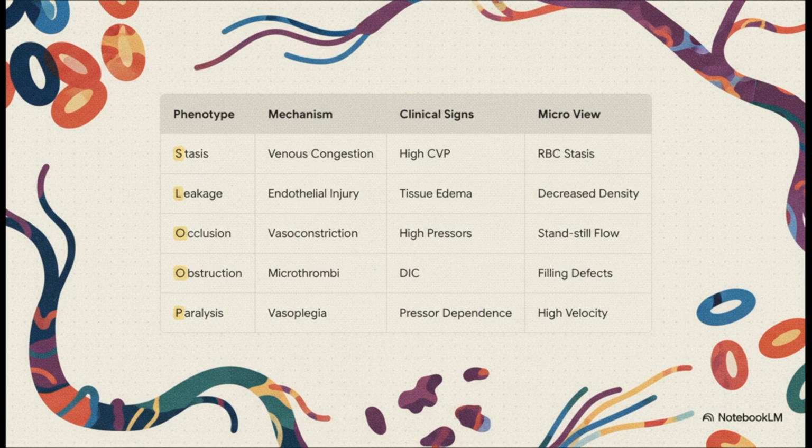And this table right here, this is the money slide. It brings the whole SLOOP framework together beautifully. This is our roadmap, adapted from the work of Huang and his colleagues. It connects each phenotype to its mechanism, the clinical signs you'll see at the bedside, and even what you'd see if you could look directly. High CVP, think stasis. Bad edema, think leakage. This is how we go from a vague problem to a specific diagnosis.